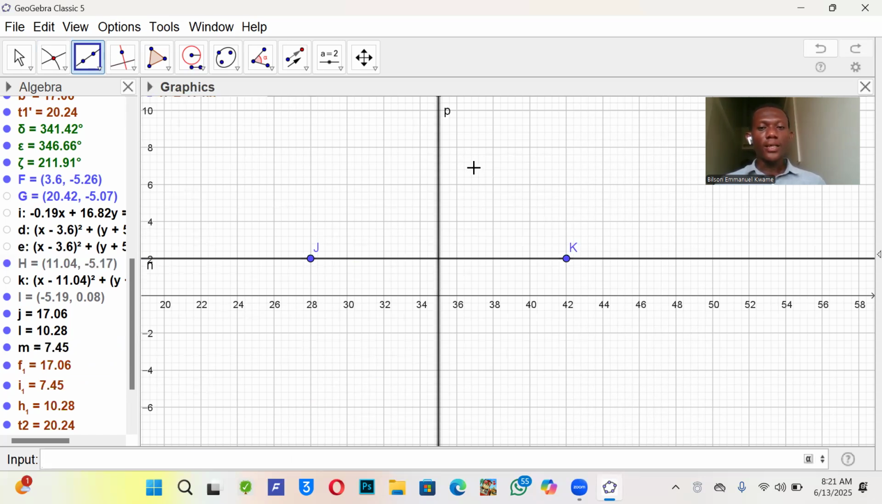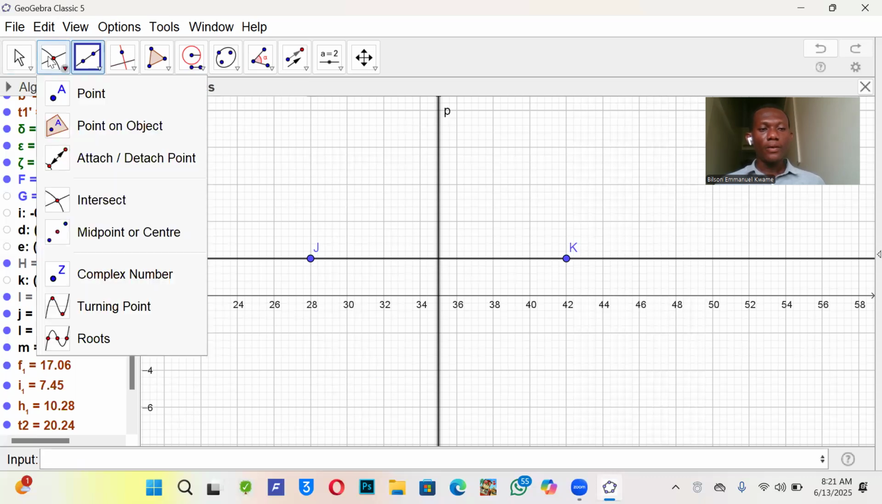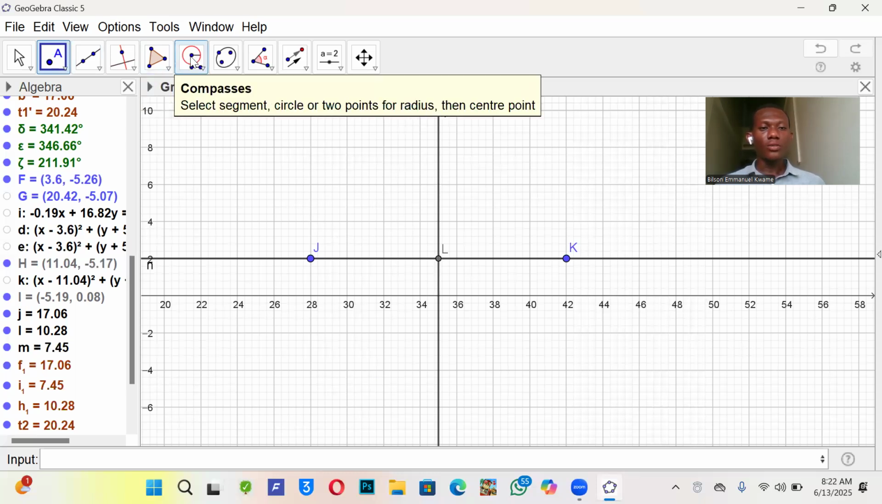Then the next thing that we are going to do is, we've been able to draw the perpendicular bisector. The next thing we are going to do is let's pick the intersection here. Points. Let's pick the intersection here. Good. Now the next thing that we are going to do, we can use our compass tool.